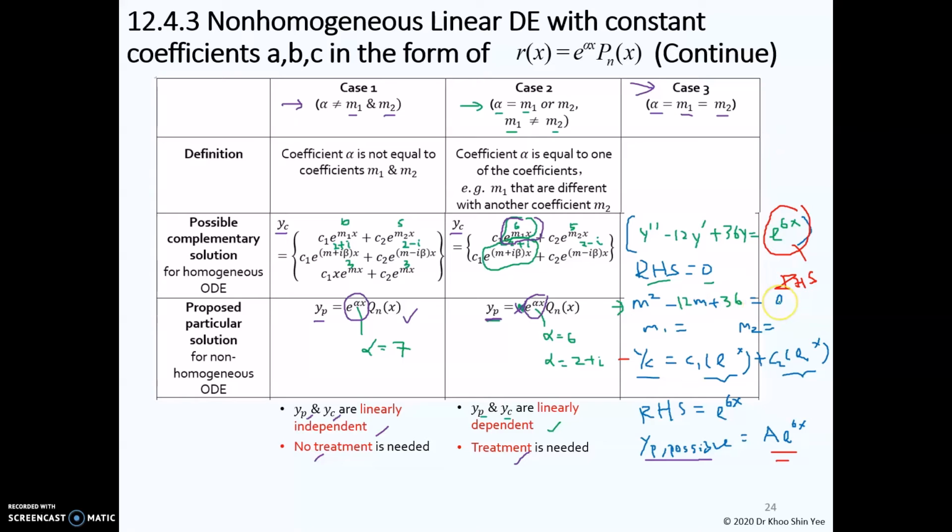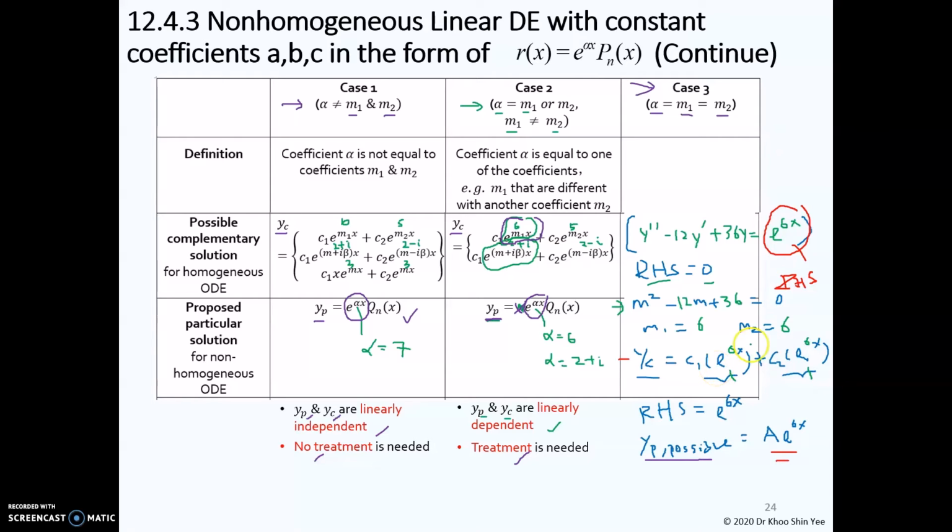By solving this using a calculator, you can find the root to be equal to 6. Since both of them are the same, this is a repeated root case. You can find your complementary solution equal to C1 e^(6x) and C2 e^(6x), and these two solutions are linearly dependent.